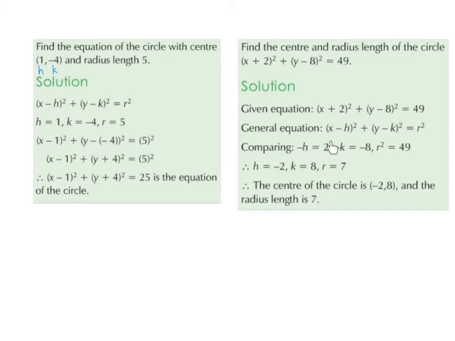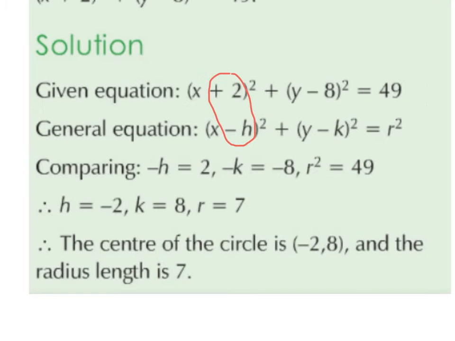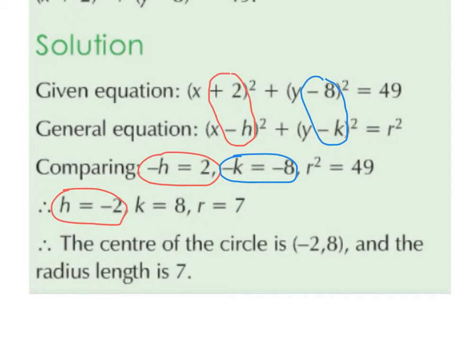minus h is going to be equal to 2. So minus h is equal to plus 2. So if minus h is equal to plus 2, then h is going to be equal to minus 2. And then if we compare our k value, we have minus 8 is equal to minus k. So we have minus k is equal to minus 8. Therefore, k is going to be equal to plus 8.